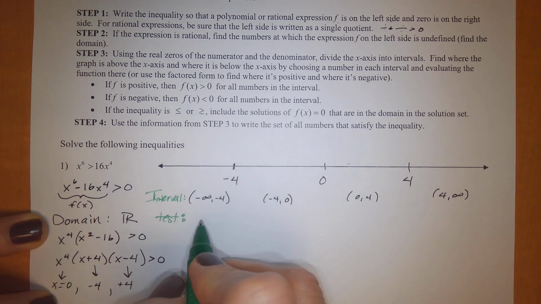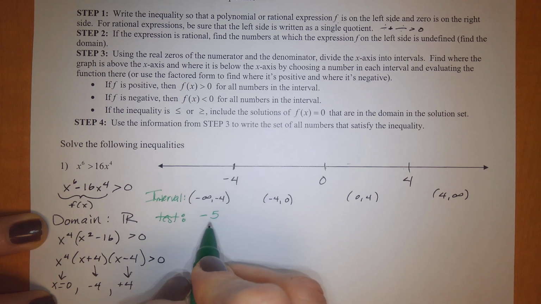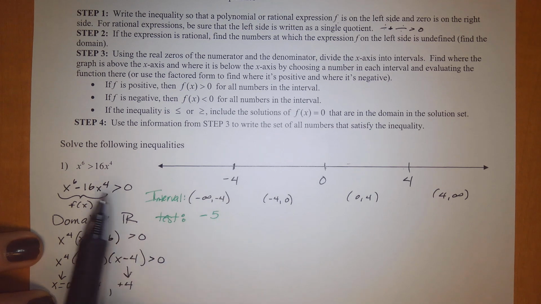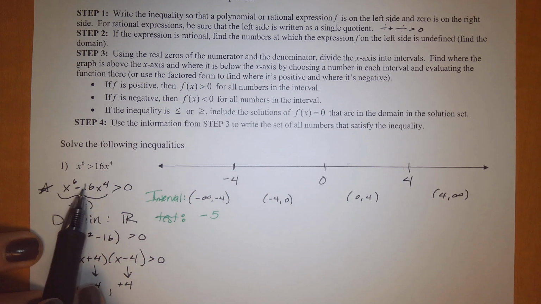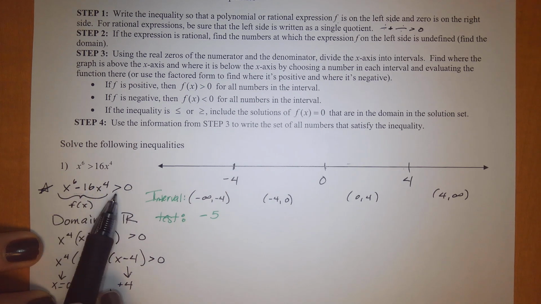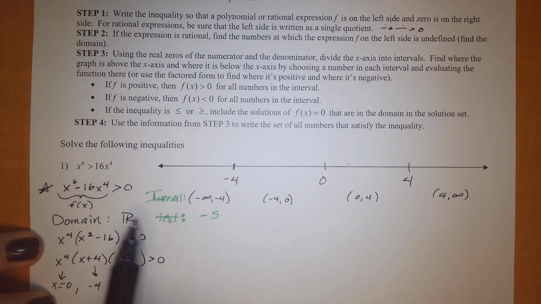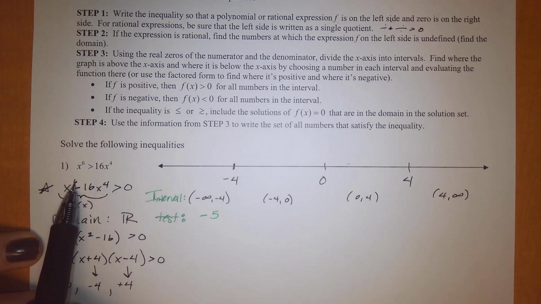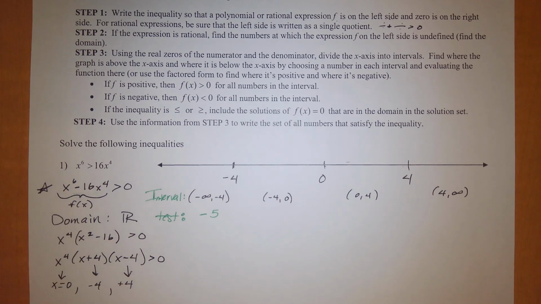In this interval, let's use the test point negative 5. If we use the test point negative 5, we plug negative 5 into this inequality right here, and we see if this is in fact positive or negative. Well, you can see since we have even exponents, this negative is going to become positive. So we could also check it with our calculator.